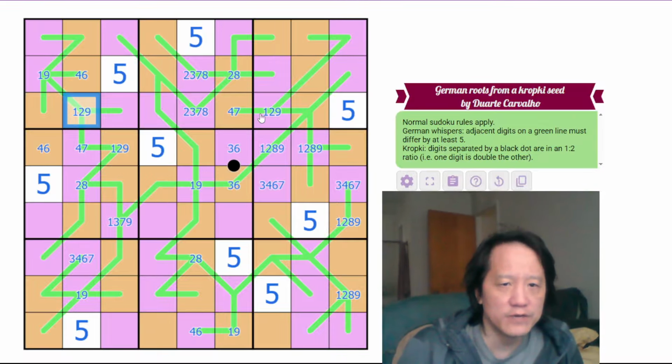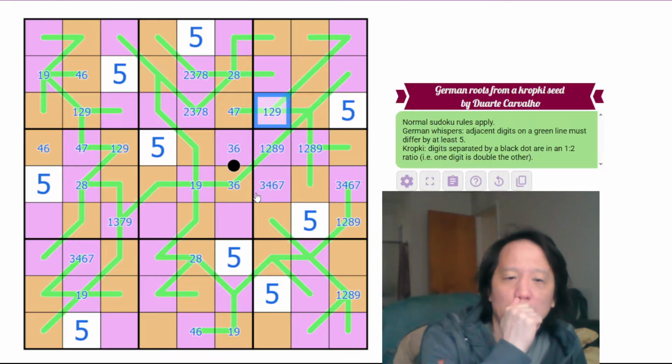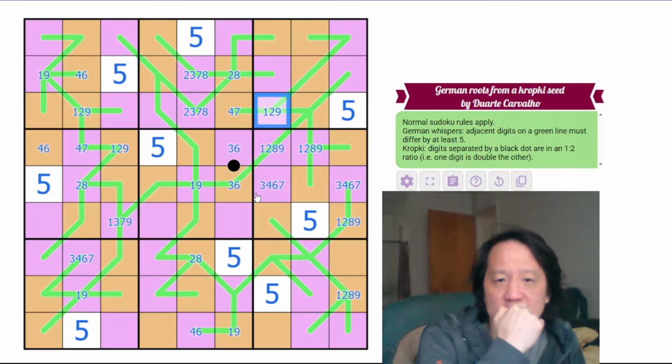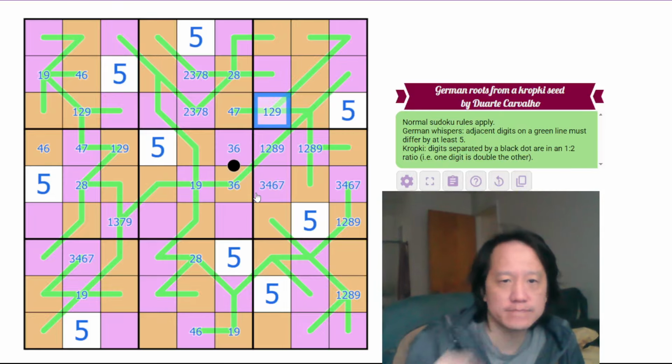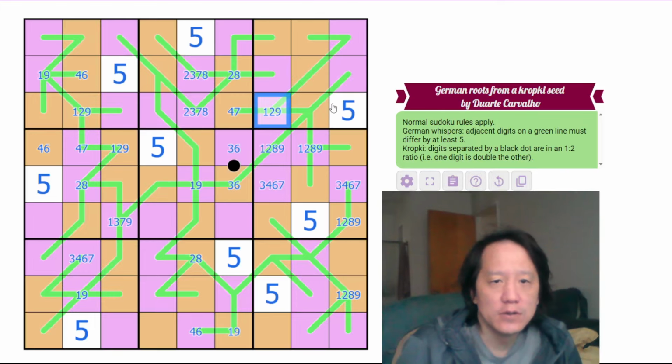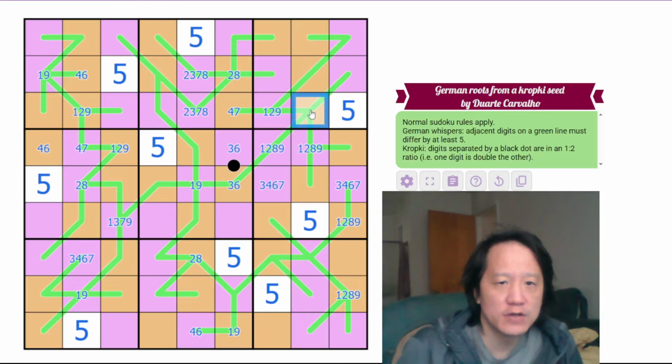So then one of these is guaranteed to be 9. Right? This is next to 2 unique digits on a Whisper 5 line. This is next to 2 unique digits on a Whisper 5 line. Wait, hold up. Yeah. So 4 and 6 have to be one of these two for the orange.